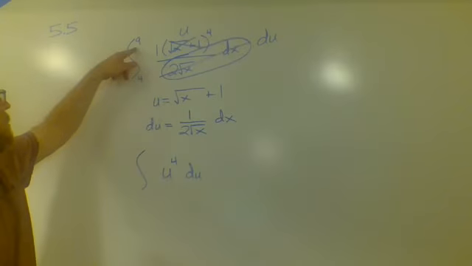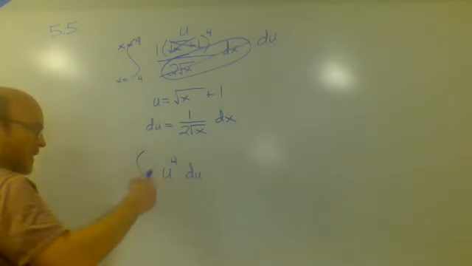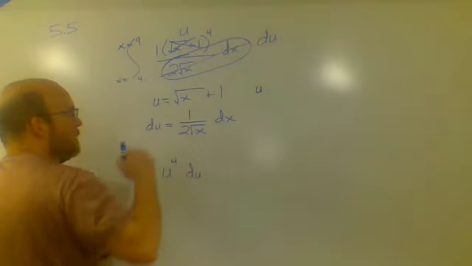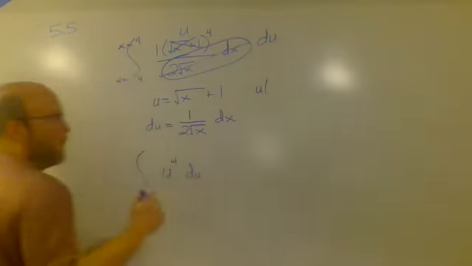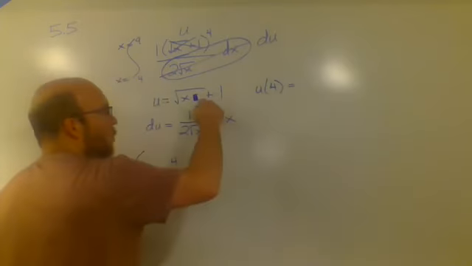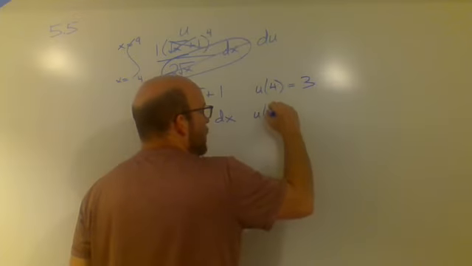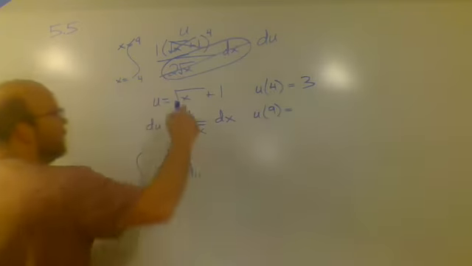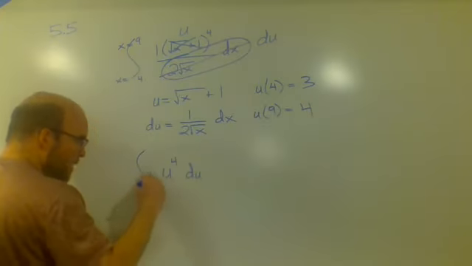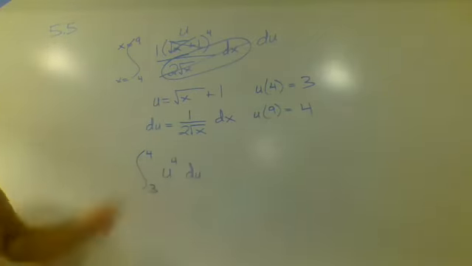And then finally, just make sure that we change our endpoints. Remember, these are x values. We can't keep x values if everything else is u. So just a different notation that you can use here. You don't have to, but remember, u is really kind of a function. So if we want to write it out faster, we can say u, when x is equal to 4, would be kind of like evaluating the function at 4. So I throw the 4 in here. Square root of 4 is 2. 2 plus 1 is 3. And if I evaluate u at x equals 9, square root of 9 is 3. 3 plus 1 is just 4. So the limits of integration here are 3 and 4. That was the lower, that was the upper. So that's what we have.